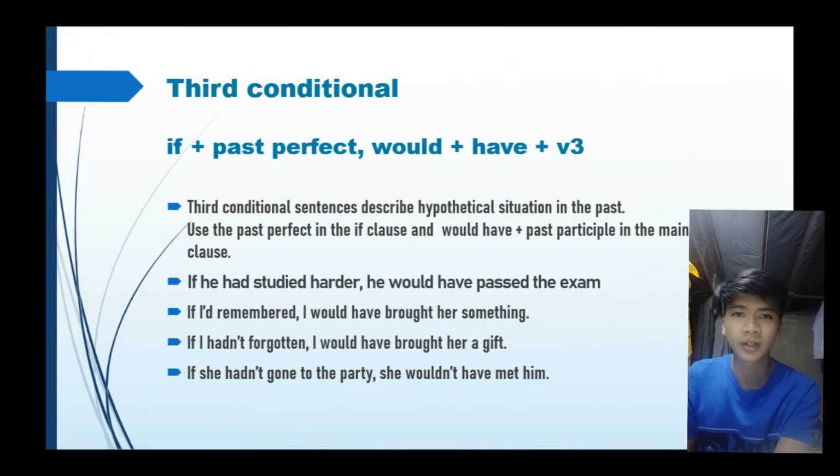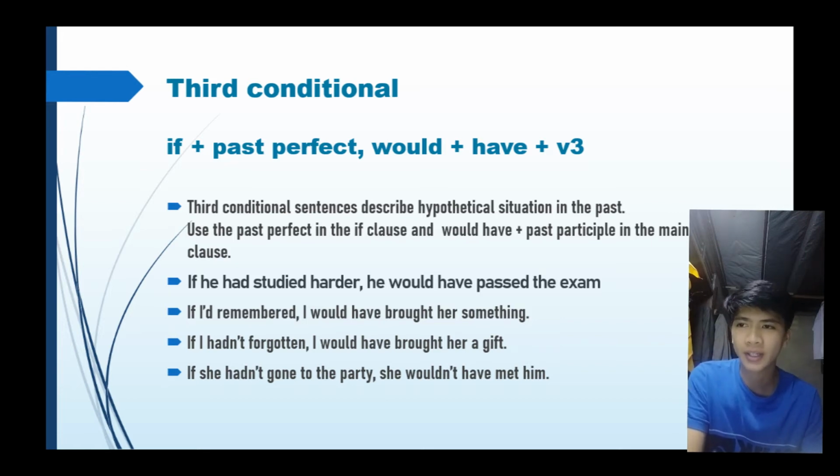So guys, now we're going to learn what the third conditional is. The third conditional sentence describes a hypothetical situation in the past. Or the third conditional is used to express the past consequence of an unrealistic action or situation in the past. Here's an example. If he had studied harder, he would have passed the exam.